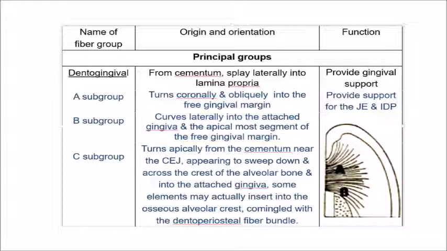Look at the figure. The A subgroup will turn coronally and obliquely into the free gingival margin, from tooth to the free gingiva. Subgroup B is going into the attached gingiva and the apical part of the free gingiva. And subgroup C turns apically from the cementum and sweeps down across the crest of the alveolar bone and into the attached gingiva. So these are dentogingival fibers, from the tooth cementum to the gingiva. It provides gingival support and provides support for the junctional epithelium and interdental papilla.